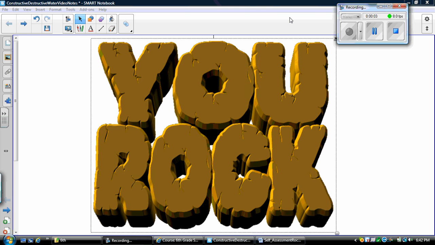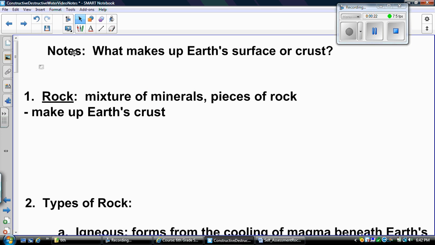Okay, our first unit will be on the constructive and deconstructive forces that change our surface. And the first thing we're going to talk about is our Earth's crust, which is made up of rocks. And yes, of course, you all rock. Okay, so our essential question for today is what makes up the Earth's surface or crust?